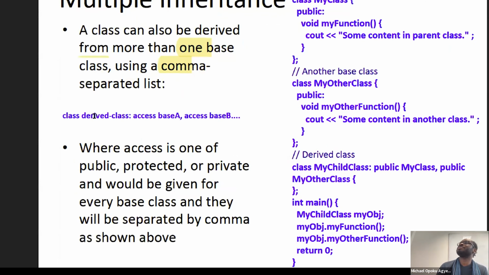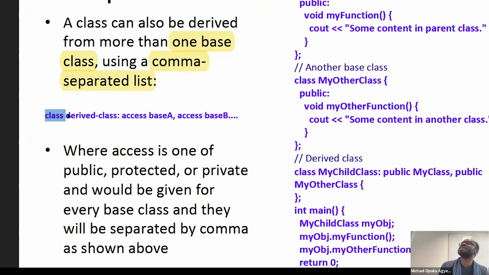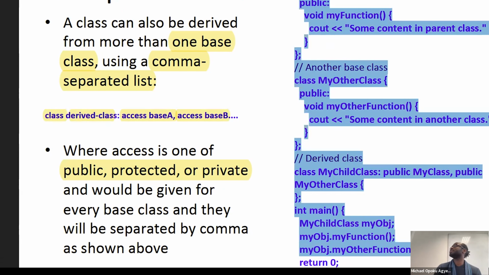Let me make it big so we can see it. We've got a class, the child class, the first parent, the second parent, and you can create more. Friends of the parents who can dash some things out, right? Where access is one of these three: public, protected, or private, which works the same way that we access it. It will be given for every base class, separated by commas. So basically, we just specify the way that we access all of them. It's easier if we try the code. So let's try code.